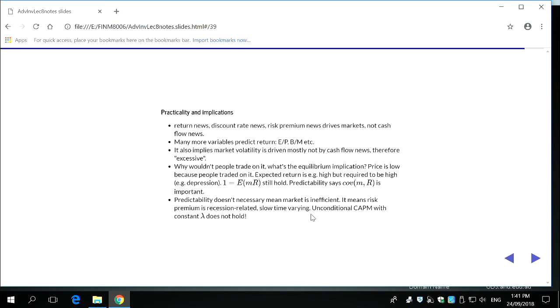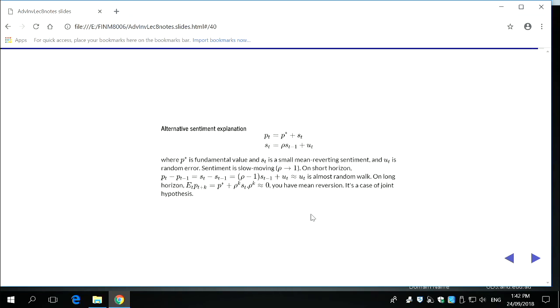But if we have this unconditional view of the CAPM with constant lambda, that doesn't hold. What we really need in this kind of implication is some model that's conditional, and we need the risk premium lambda to be time varying, not constant across time. So that's the rational explanation.